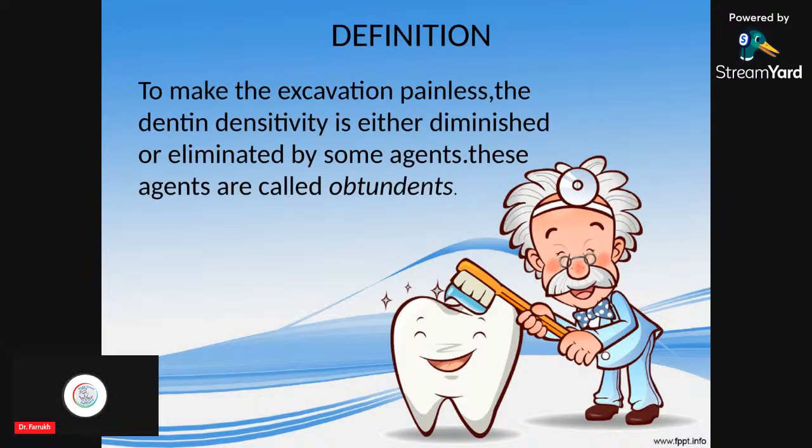First of all, we will go through its definition. So the definition is to make the excavation painless. The dentine sensitivity is either diminished or eliminated by some agents. These agents are called obtundants. So basically, what it is doing is it is making the excavation of caries painless, and then dentine desensitivity is either diminished or eliminated by using some of the agents. These are called obtundants.